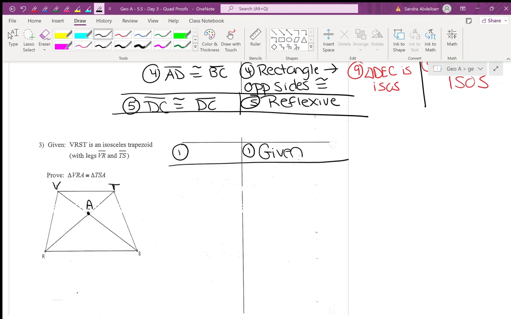Okay, so I'm telling you VRST is an isosceles trapezoid, which means we can use all the properties of an isosceles trapezoid to help us out. Now we want to prove that VRA, oh, I thought this was a different question. It's still not bad though. VRA is congruent to TSA. We want to prove that these 2 triangles are congruent.